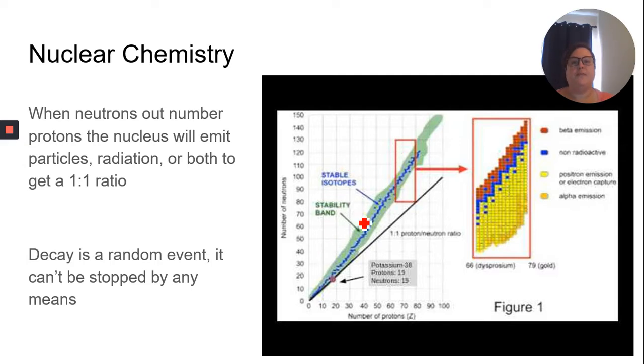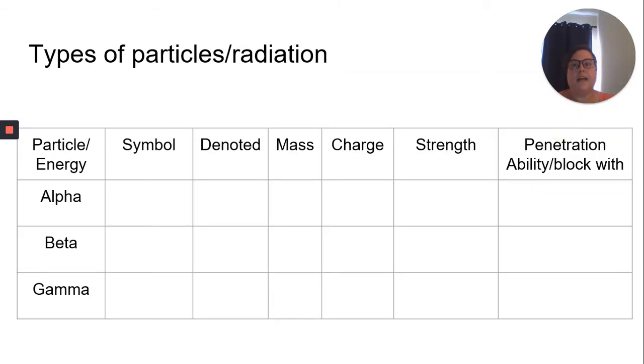So this graph is just showing you the zone of stability, which is this green area. The blue dots would represent stable isotopes, so things that don't undergo radioactive decay. And then you can see some of it's beta, some of it's gamma. This is a little bit more than we actually need to know at this level. When we do talk about decay, though, we are focused on three different types. And so our three different types are alpha, beta, or gamma. So you should pause the lesson right now and copy down this chart, and then we will fill this chart out together.